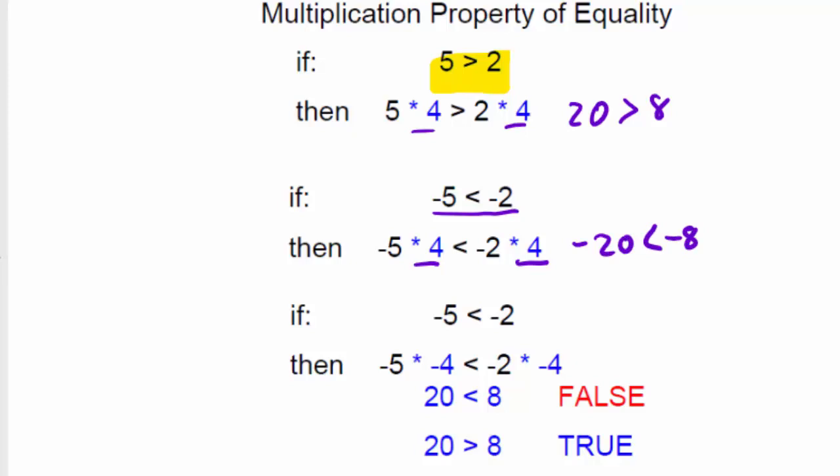However, if I multiply by a negative number on both sides, the fact that these two numbers were negative to begin with doesn't matter. It's the negative that I'm actually multiplying on both sides with. I end up with 20 is less than 8, which we can clearly see is false. So in order to fix that, we're just going to flip the sign around, and now it's true.